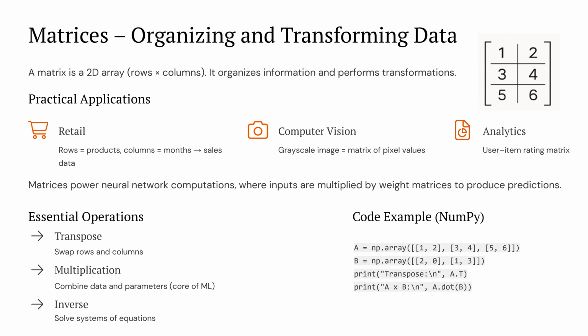predictions. Some key operations with matrices include transpose, which swaps rows and columns, multiply, which combines data and parameters. This is the core of machine learning. And inverse, which helps solve systems of equations. With tools like NumPy, these operations are easy to run in just a few lines of code, as shown here.